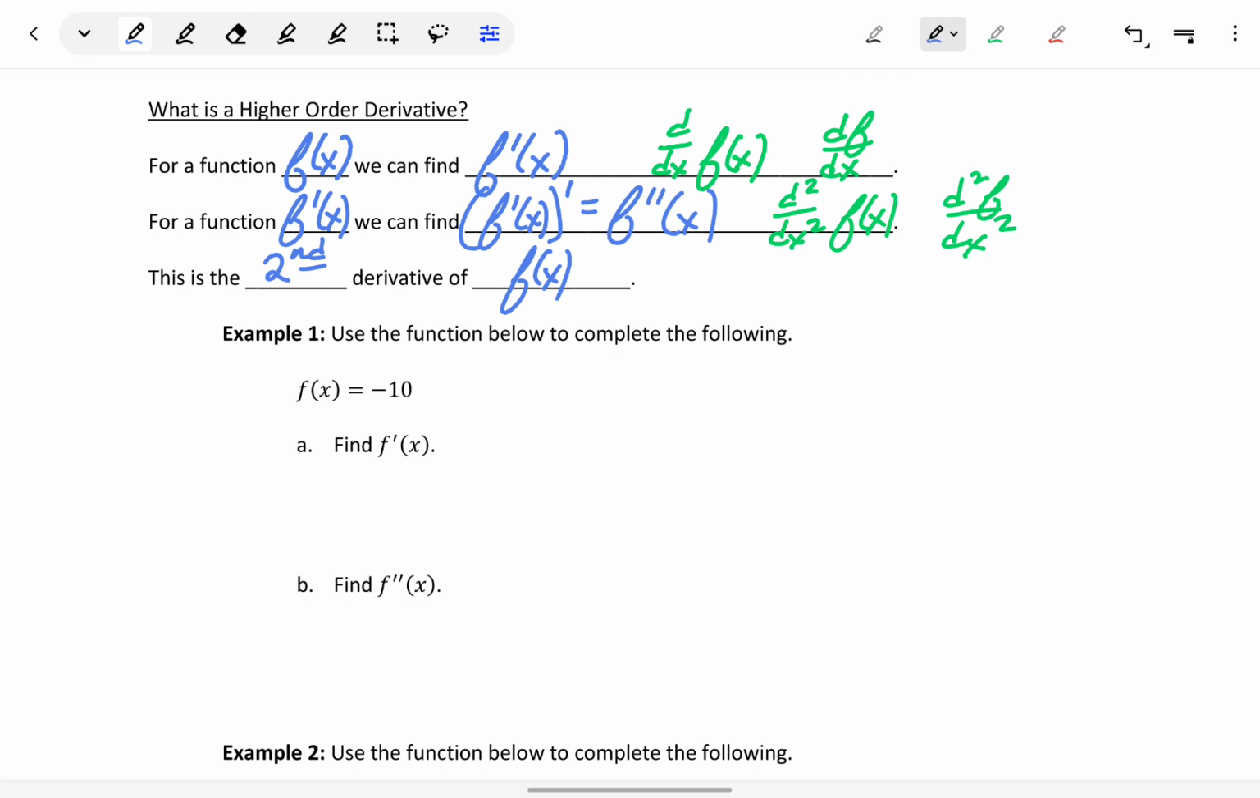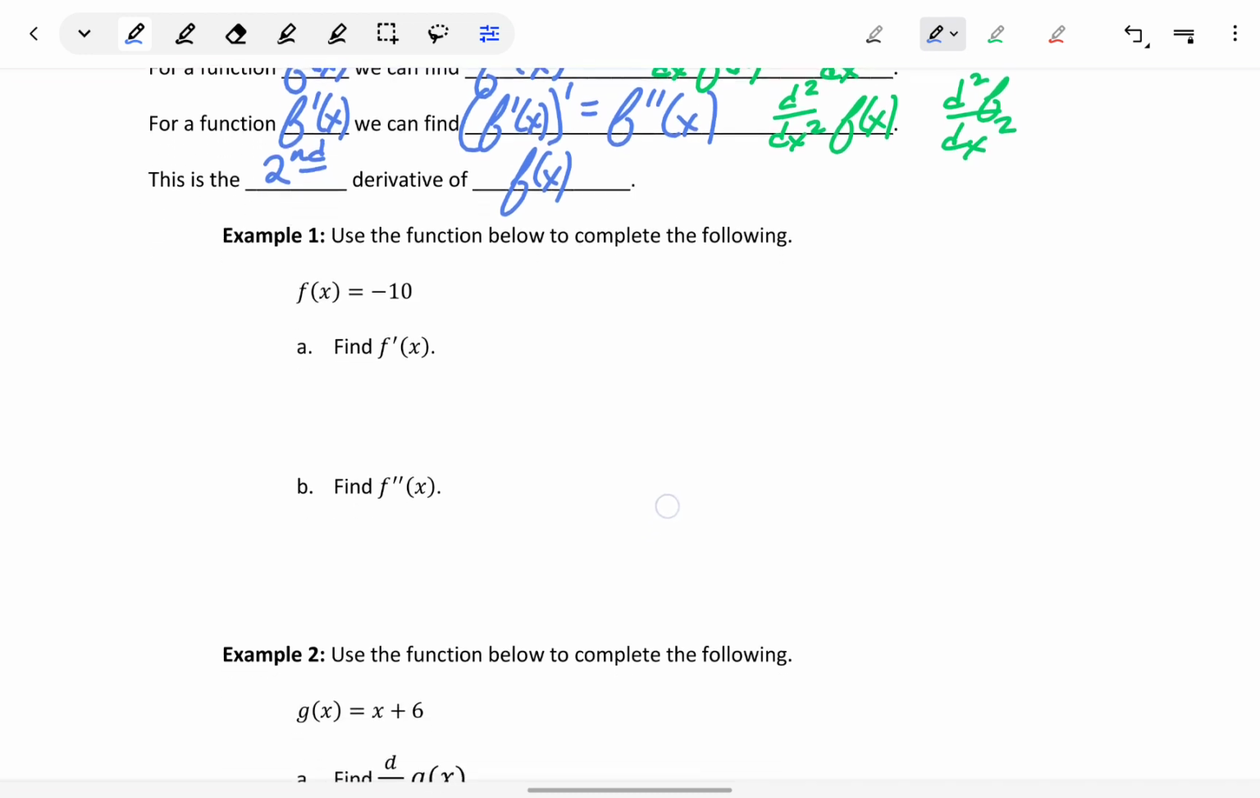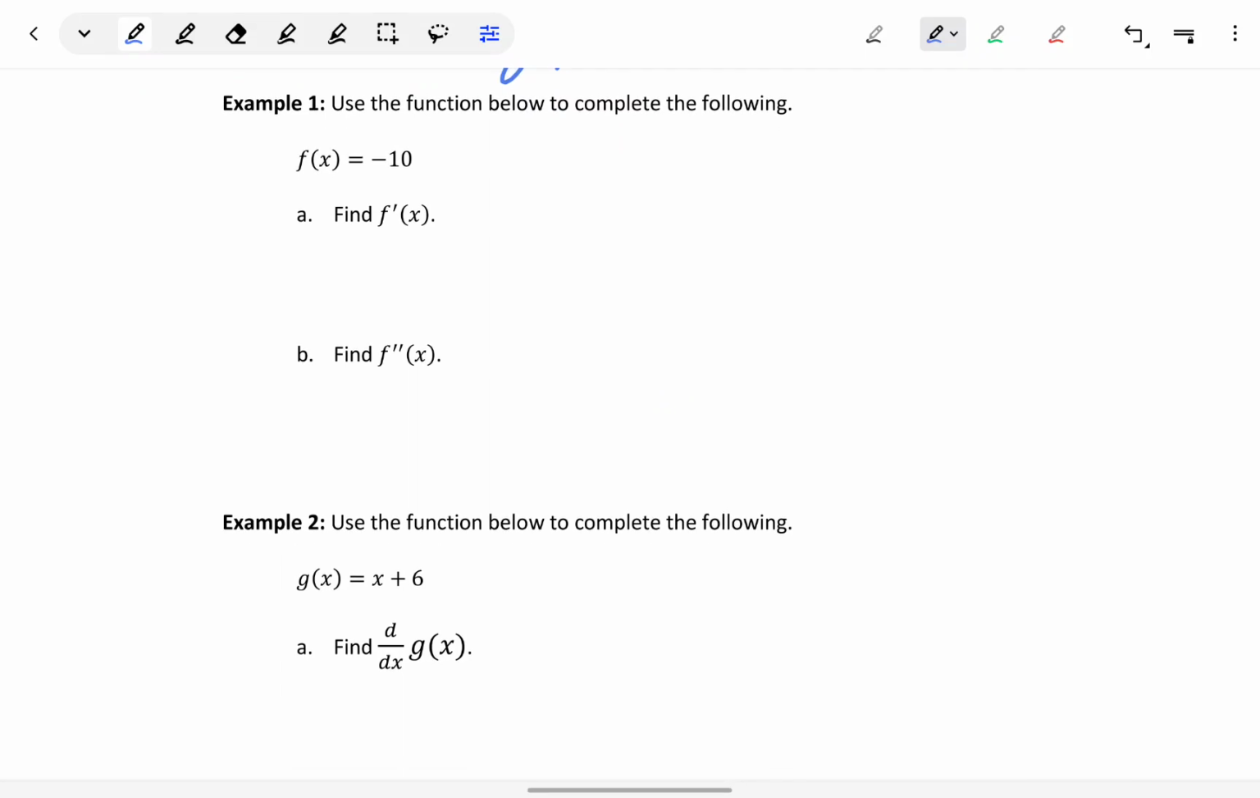We could find a third derivative, fourth derivative. Essentially, anytime we have a function, even if that function is the derivative of some other function, we can differentiate again. But we'll stop at just the second derivative. We'll look at a couple of quick examples here, some simple examples.